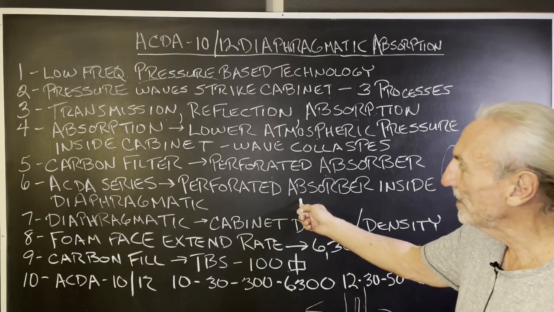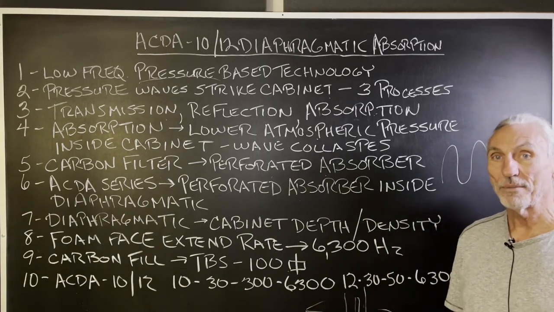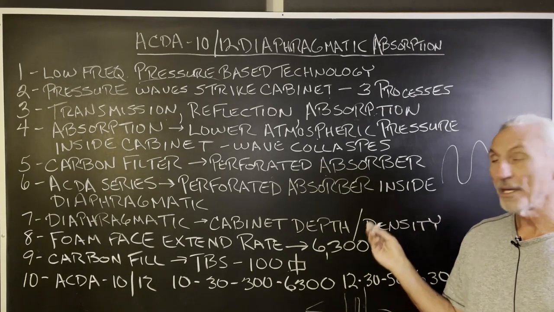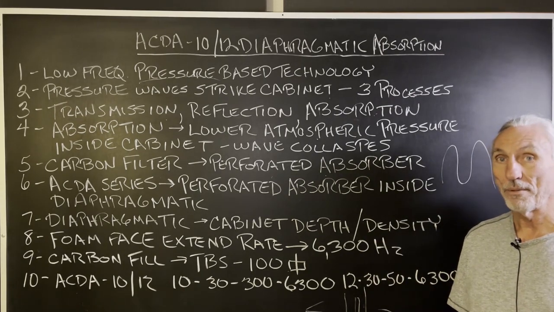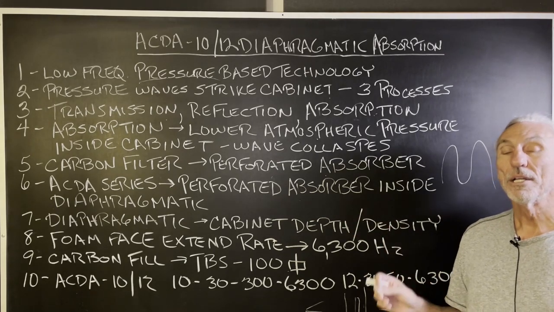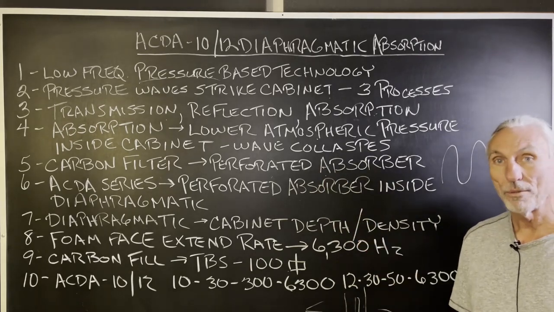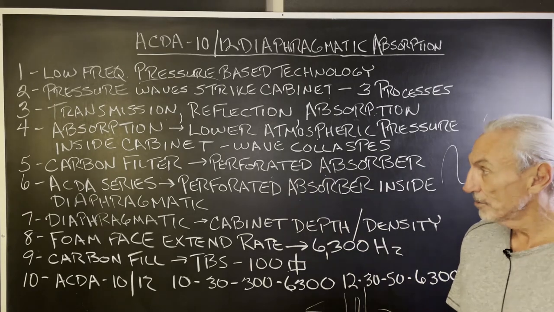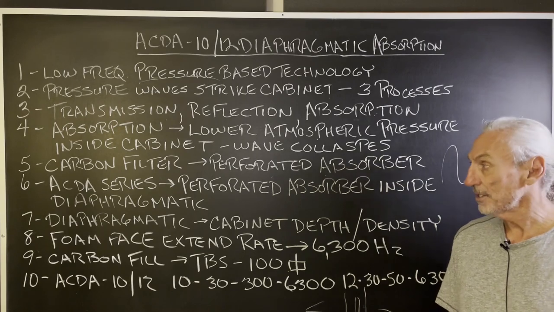So our ACDA series is really a perforated absorber inside a diaphragmatic absorber. I don't believe that's ever been done before. Perforated absorbers have been around for years. Diaphragmatic absorption's been around for years. But when you take the two and combine them together, especially with the carbon fill material for the perforated absorber, you get performances that have never been achieved before. So you can go on our website and look at the ACDA 10 and 12 performances there.